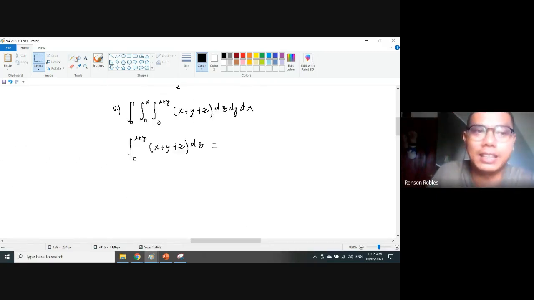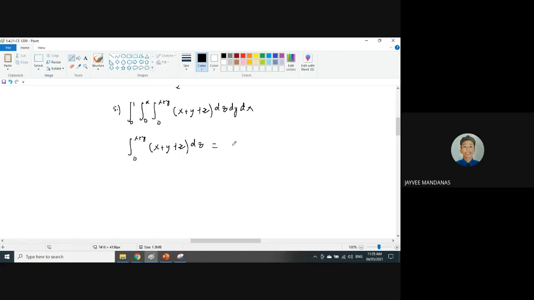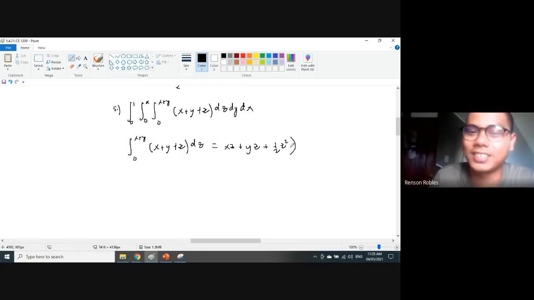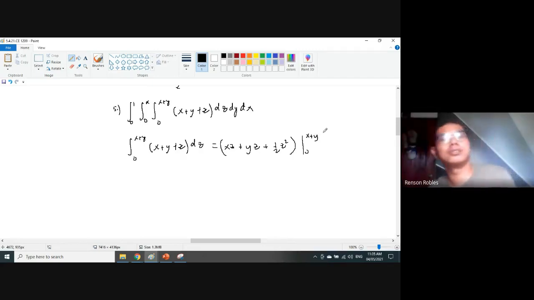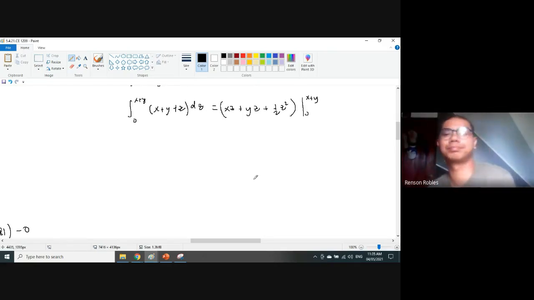Can you tell me again the result if this is integrated? xz, that is, x plus y plus z squared over 2. All right, at least nagigets nyo na, di ba? So from 0 to x plus y. Can you see the importance of participation? You can easily get it if you participate on the lecture, on the discussion process. Kasi kung nanonood lang, yeah.